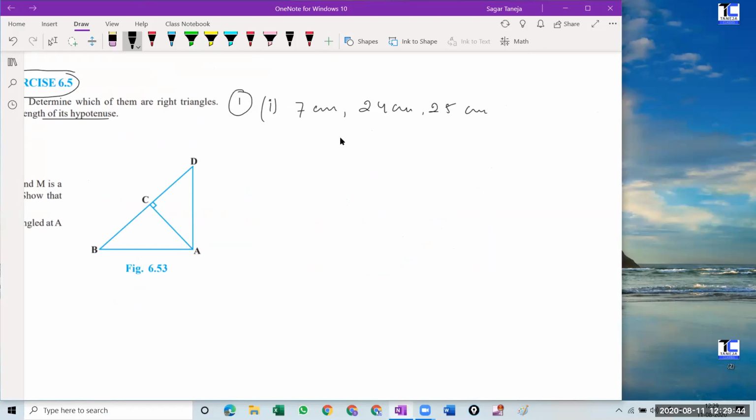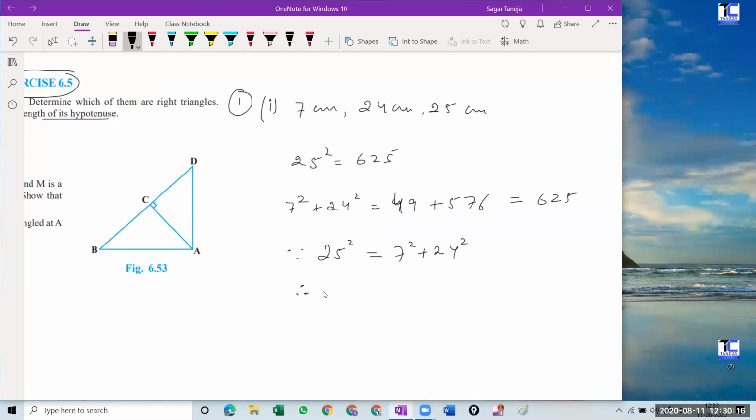So what is the longest among them? 25. So let us take out the square of 25. 625. And then let us take out the squares of 7 and 24 together. That will be 49 plus 576, and this is 625. Since here 25 square is equal to 7 square plus 24 square, therefore by converse of Pythagoras, which theorem we have to use here? By converse of Pythagoras, because h square equals p square plus b square. It is like this.